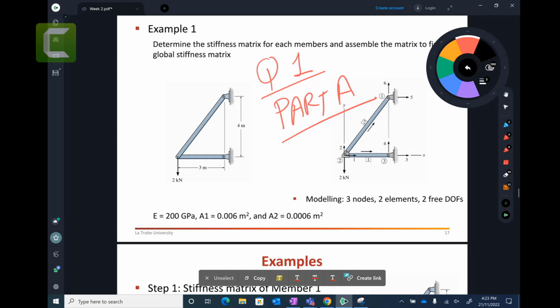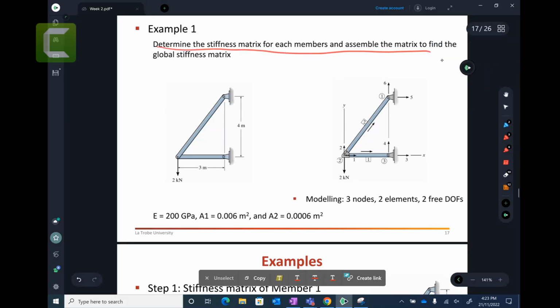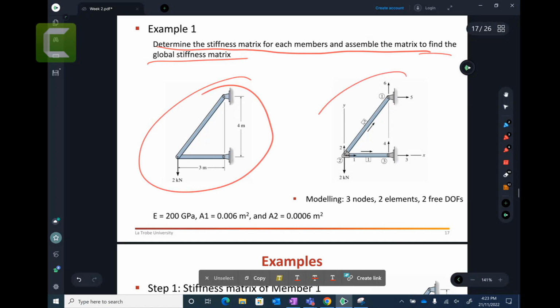It will take you half an hour, 1 hour, 2 hours, depending on your capacities. OK. So that's what I will show you at the end as well. What do typical questions look like? So determining the stiffness matrix for each member and assembling the matrix to find a global stiffness matrix. That's the question. And this is the truss system given to us and we model it.